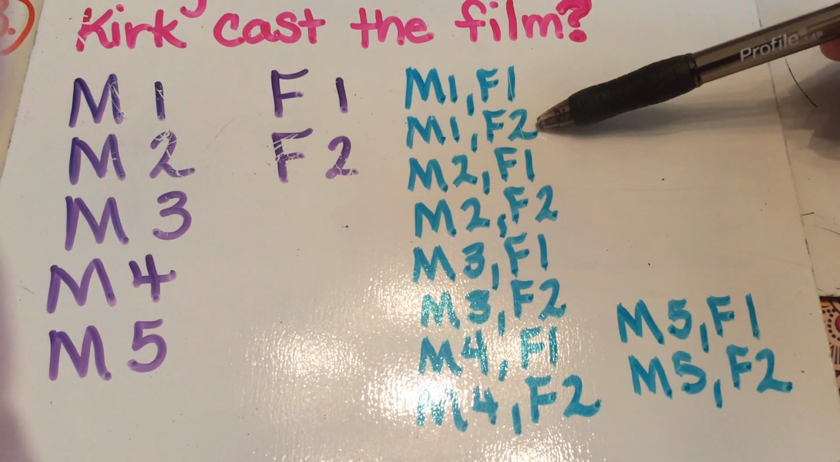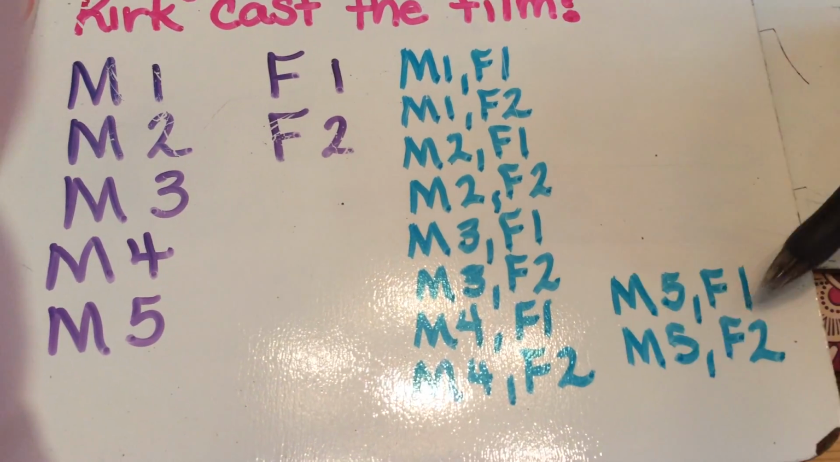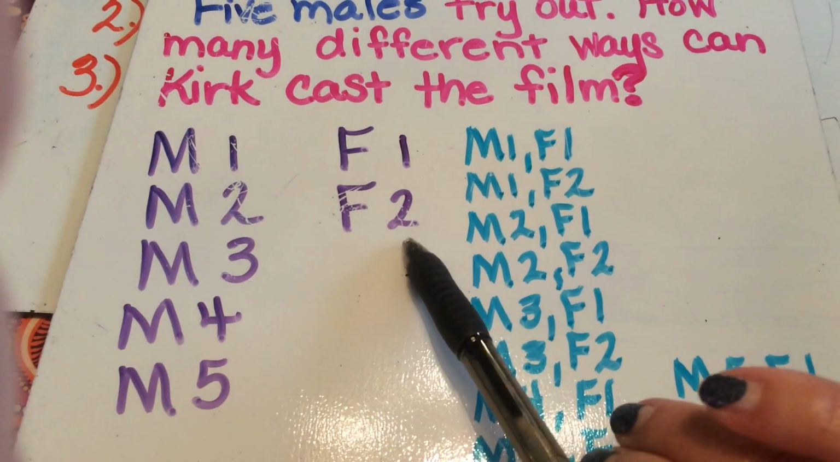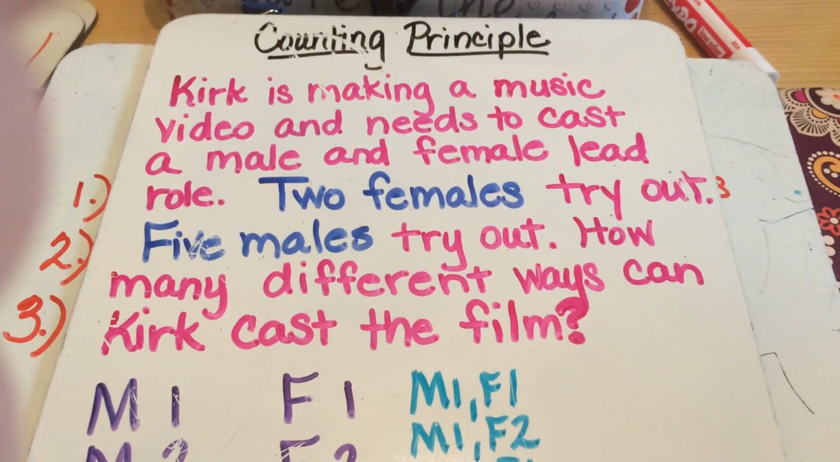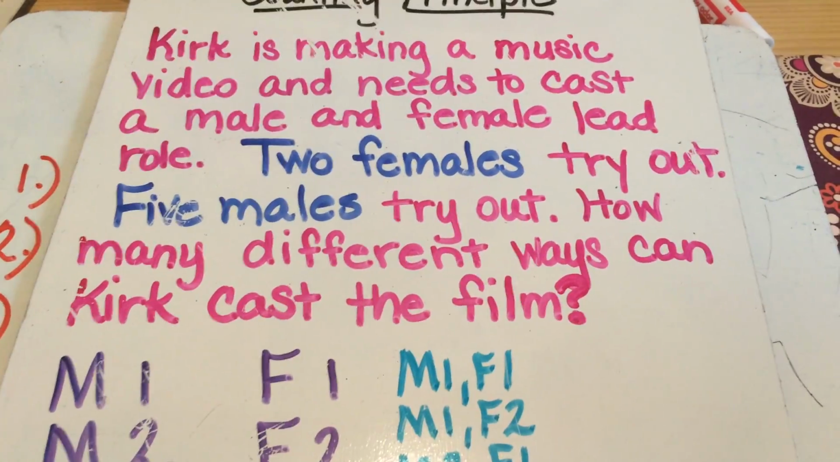So that's 1, 2, 3, 4, 5, 6, 7, 8, 9, 10. Or you could just multiply. 5 times 2 is 10. Those are the different ways that he could cast the lead role for his video.